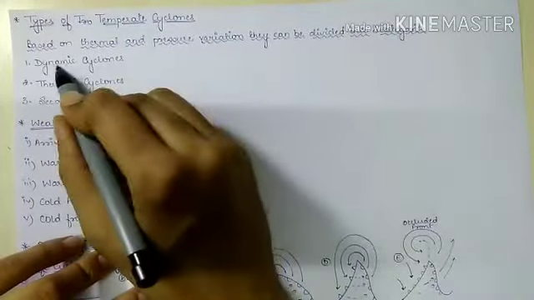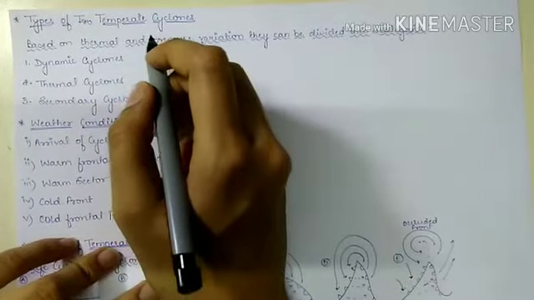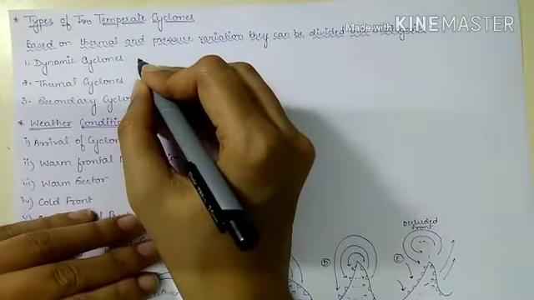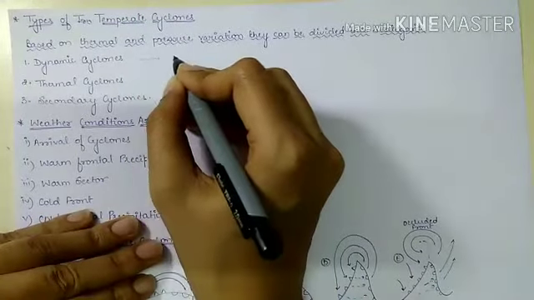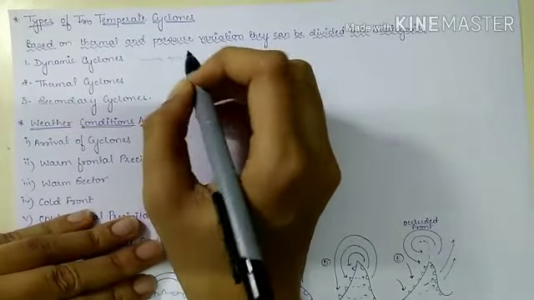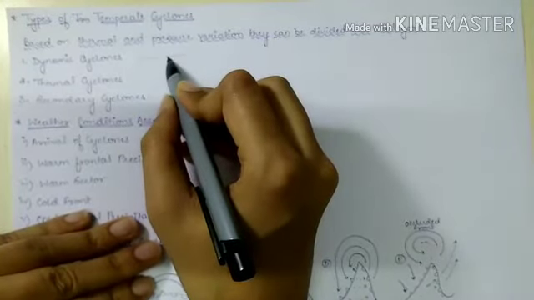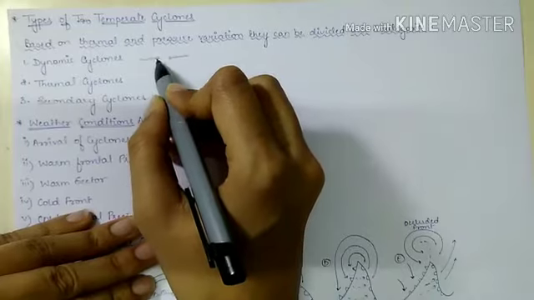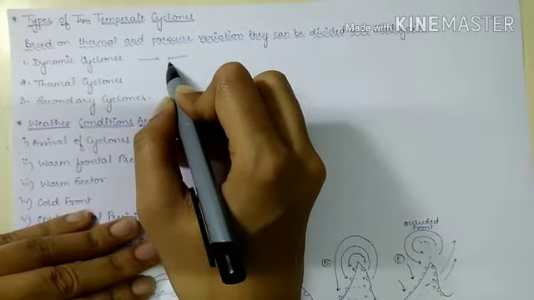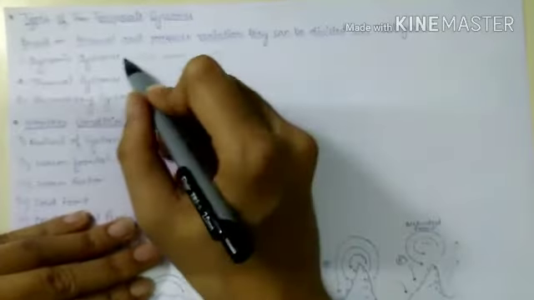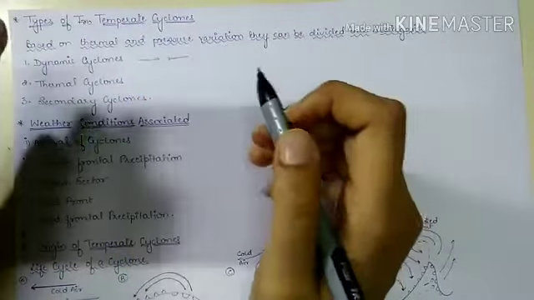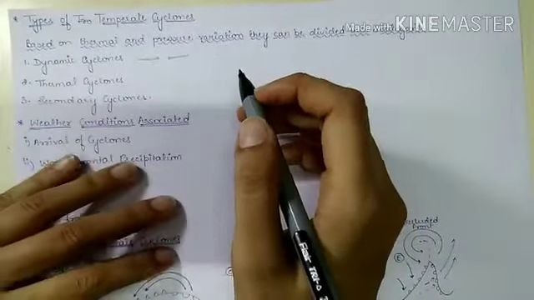This dynamic cyclone is the real temperate cyclone. Why? Because this cyclone is formed by convergence of two contrasting air masses, or two air masses moving in opposite directions and having contrasting characteristics. And these cyclones affect a large area in mid latitudes.